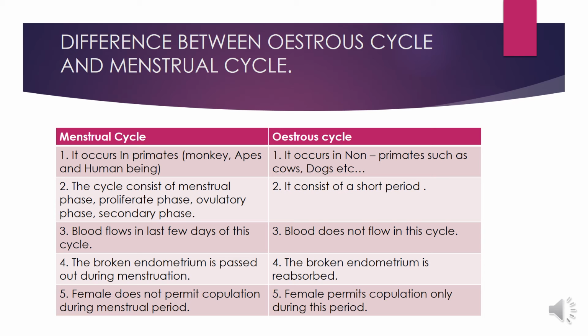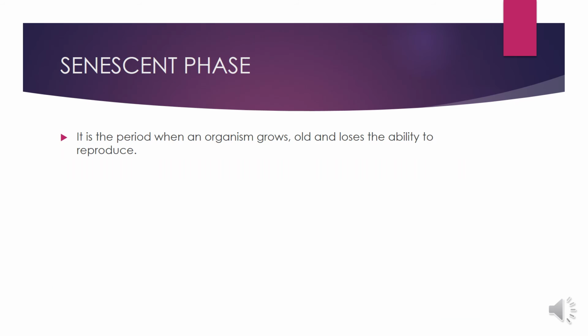Estrous cycle is a very short period cycle. In the menstrual cycle, blood flows in the last few days, while in the estrous cycle, blood does not flow. The broken endometrium is passed out during the menstrual cycle, while in the estrous cycle, the broken endometrium is reabsorbed. In the menstrual cycle, the female does not permit copulation, while in the estrous cycle the female permits copulation only during this period.